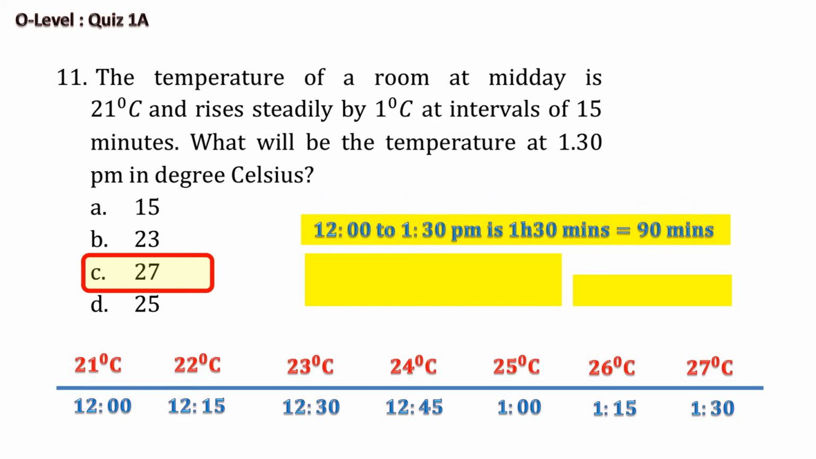Equally, we can do it this way. From 12 noon to 1:30 p.m., it is 1 hour 30 minutes, and this corresponds to 90 minutes. This 90 minutes, when divided by the 15, gives us 6 degrees increase. That is 6 intervals. And when we add the 6 degrees to 21, it gives us 27 degrees Celsius.